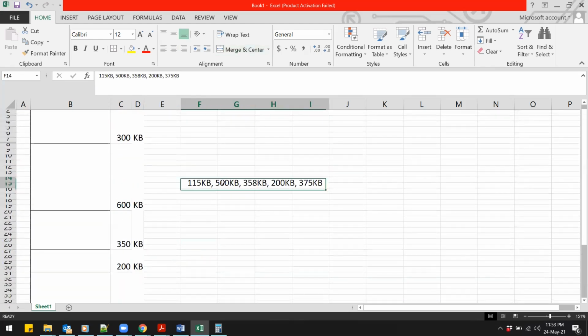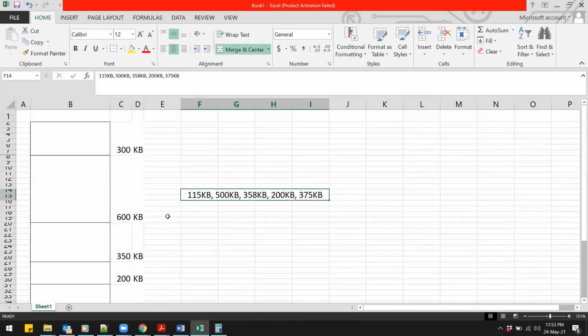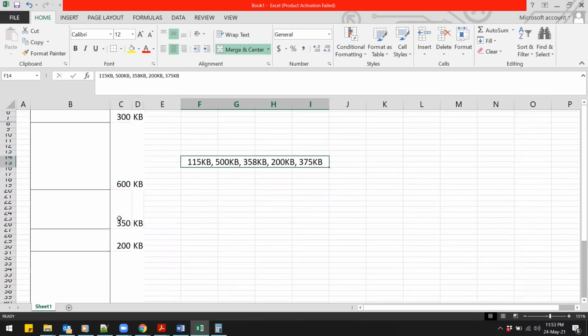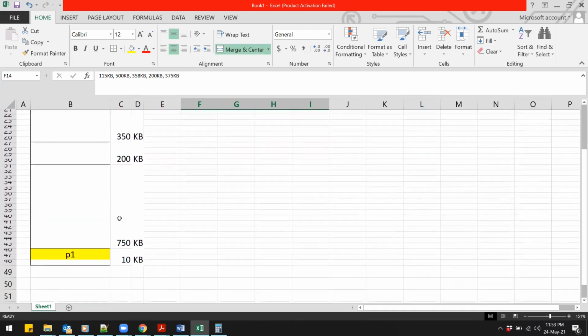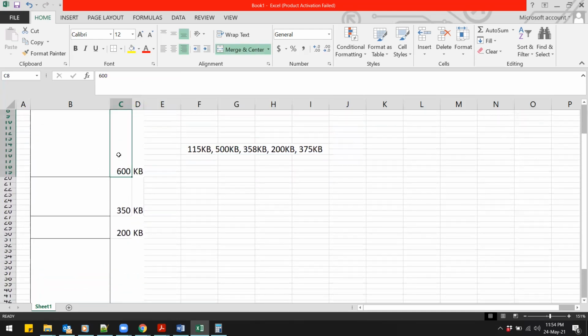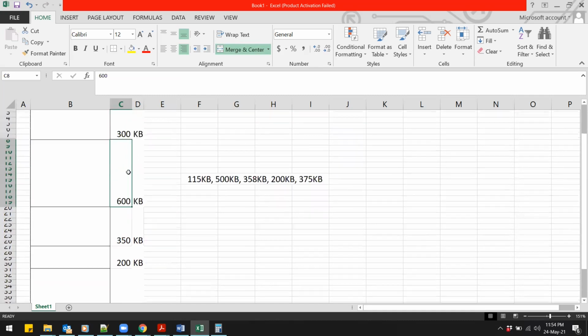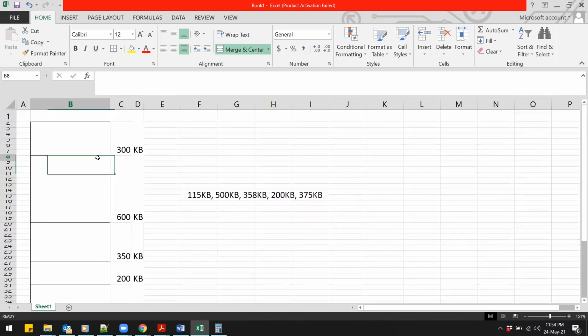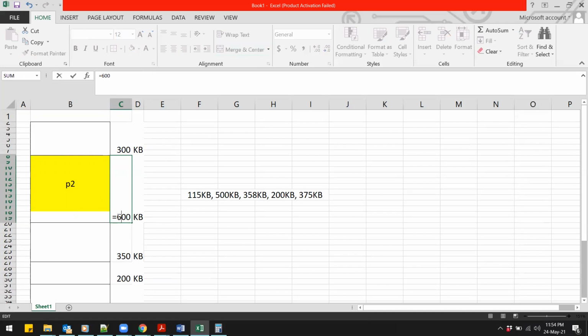Then the next one is P2, which is 500 kb. So where can we put 500 kb? We'll again look for the smallest number that is greater than 500. So we have 600, we have 750. The smallest that is greater than 500 is 600. So we'll put that 500 kb process in here. So this is P2, and from this 600, we are left with only 100 kb.